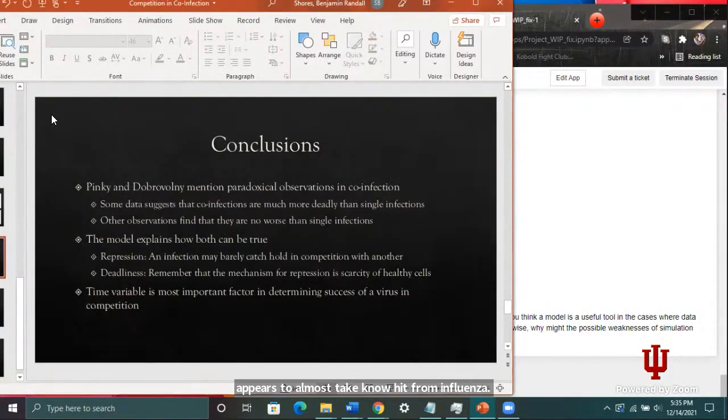So, conclusions. Pinky and Dolgrovolny mentioned some paradoxical observations in co-infection. Some data suggests that co-infections are much more deadly than single infections, and other observations find they are no worse than single infections. The model explains how both can be true. On the side of repression, an infection may barely catch hold in competition with another, especially when one has the time variable on its side. But in deadliness, you must remember that the mechanism for this repression is a scarcity of healthy cells.